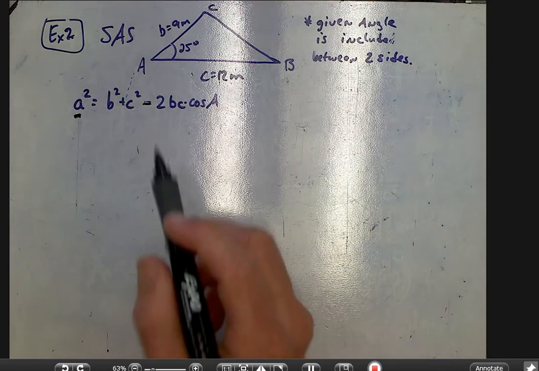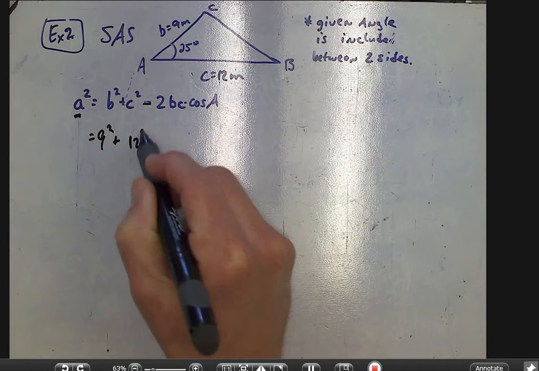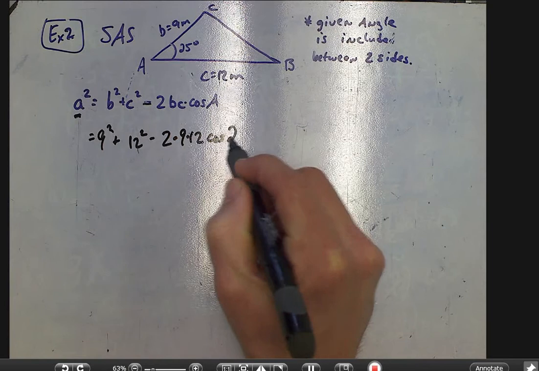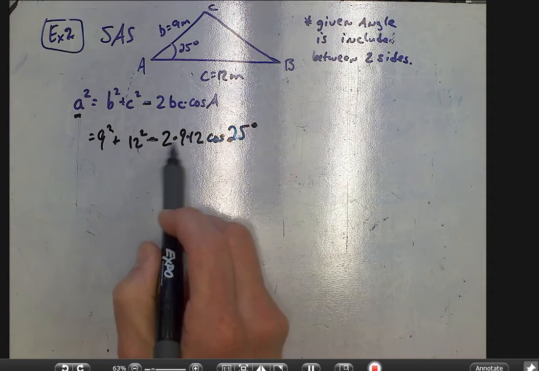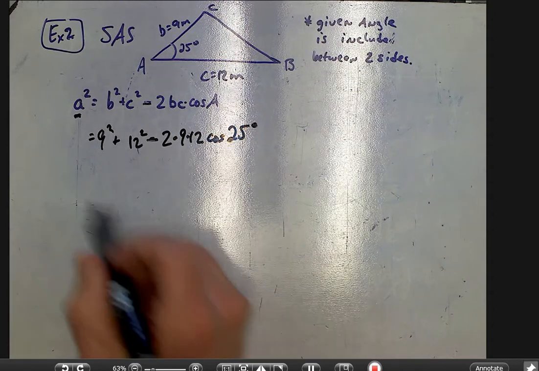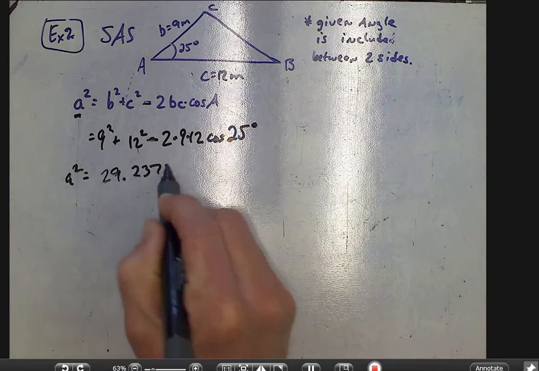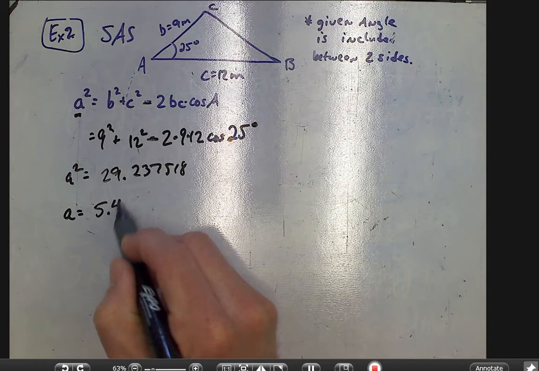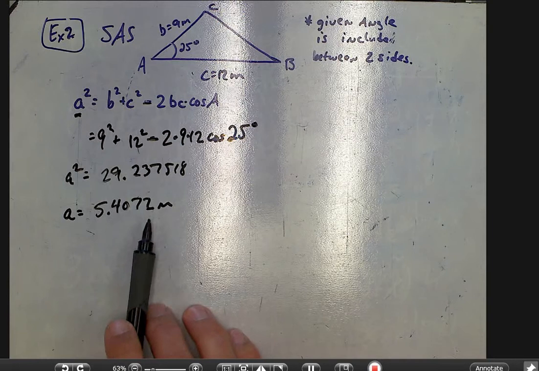this. So we're going to start out by putting in B, so 9 squared plus C squared minus 2 times B times C times the cosine of angle A. And so you put all this in the calculator at once, minus sign, multiply sign, and you get A squared is equal to 29.237518 approximately. And so when you square root both sides, A is 5.4072 meters. Notice that I kept it in 4 decimal places because the longer the decimal you give, the more accurate the answer you're going to get.